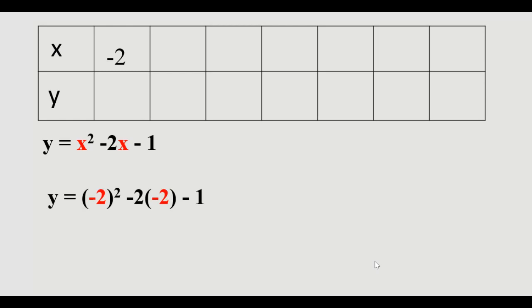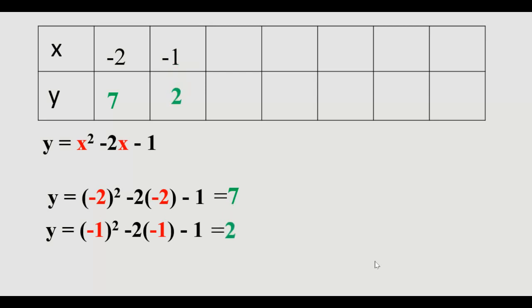On to our table. The first column, we have x and y. The equation that we are going to use to fill the table is y equals x squared minus 2x minus 1. Our first value of x is -2. So we substitute -2 in the equation to give us 7. On to the next value of x, which is -1. Substituting -1 into the equation gives us 2.